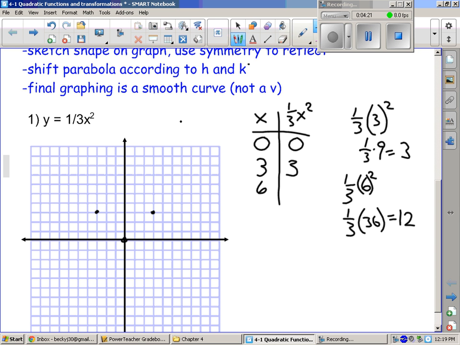Now I don't have enough room for that, so we're just going to go with what we have right here and just do a smooth curve from there. So you do your best curvature, and there's our parabola. That looks beautiful. Why, thank you.